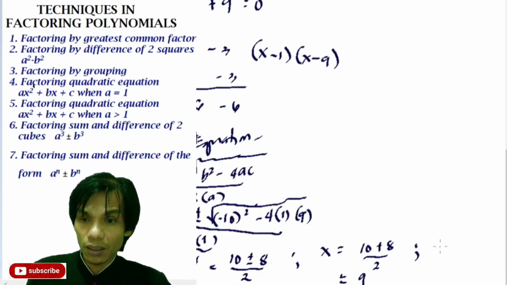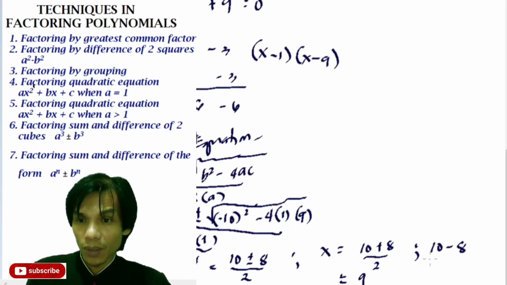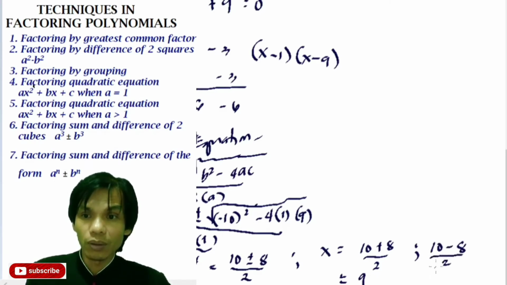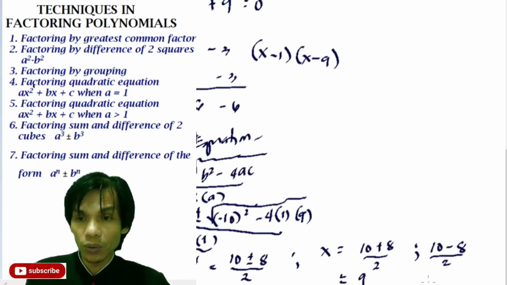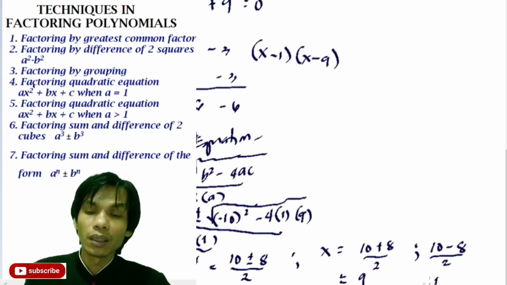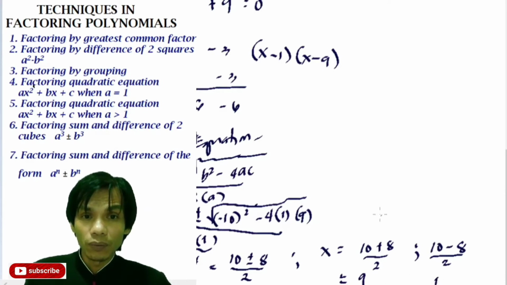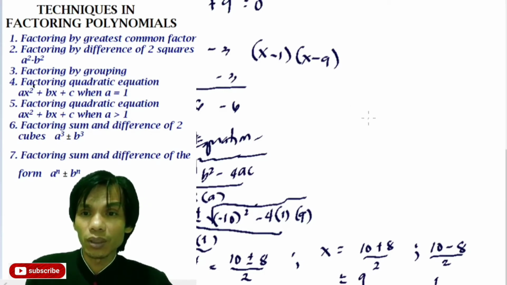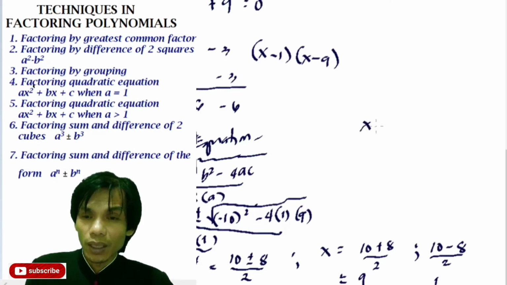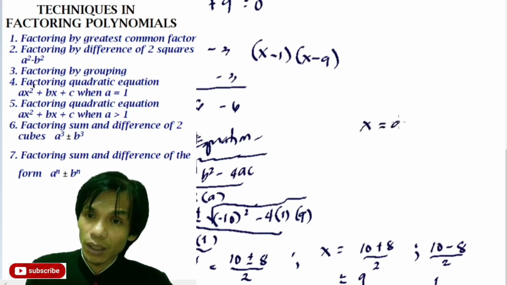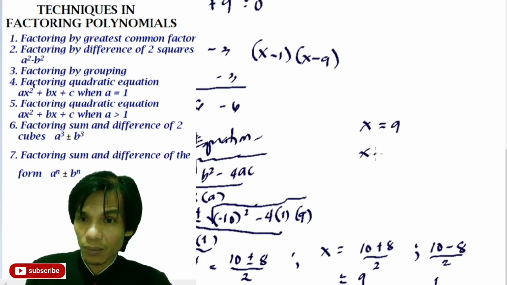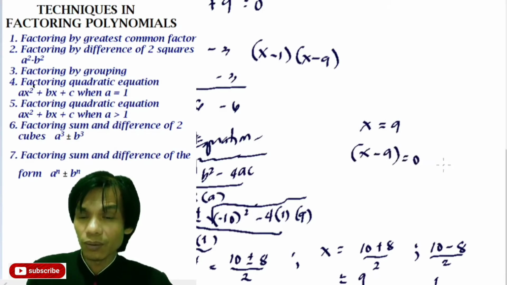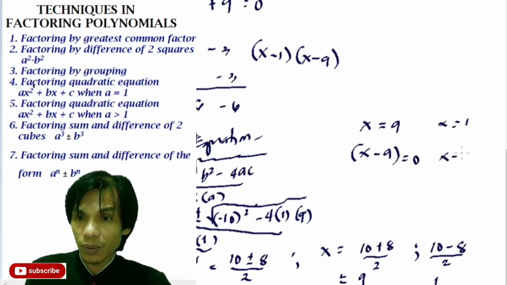Yung isa naman is 10 minus 8 kasi plus or minus 2 eh. Over 2, and that is equal to what? 10 minus 8 is 2. Divided by 2 is 1. Nakuha? Yes, sir. Doon sa ano is negative 9 at saka negative 1. Tama yon. Kung titingnan mo, susulat ko dito ha. X is equal to 9. Ilalagay natin sa kabila. So, x minus 9, di ba? Is equal to 0. Etong isa naman is x is equal to 1. So, ilalagay natin x minus 1.